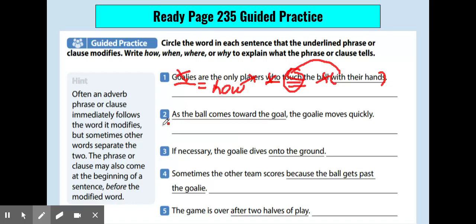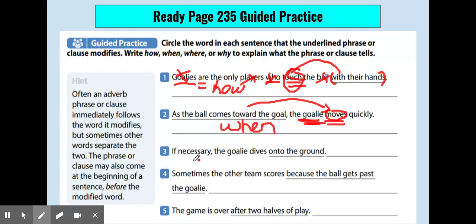Number 2, as the ball comes toward the goalie moves quickly. Well, my subject is the goalie. It's just one line. What does he do? He moves. Well, I've got as the ball comes toward the goal. What happens? I mean, it's when that's right, when he moves. And there you go. It is when.